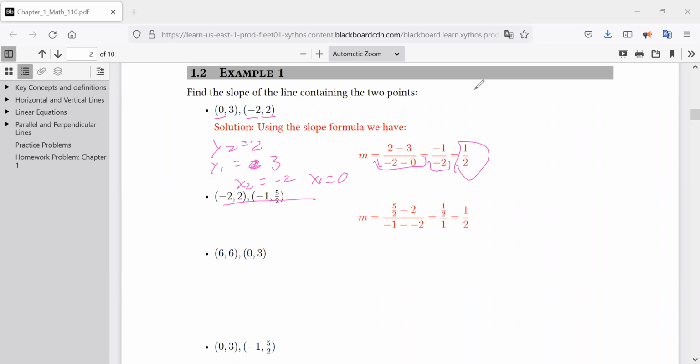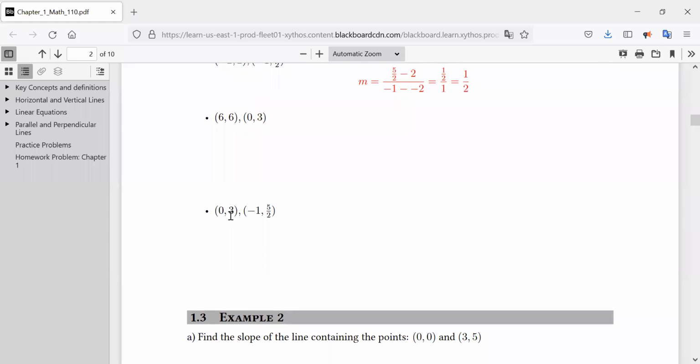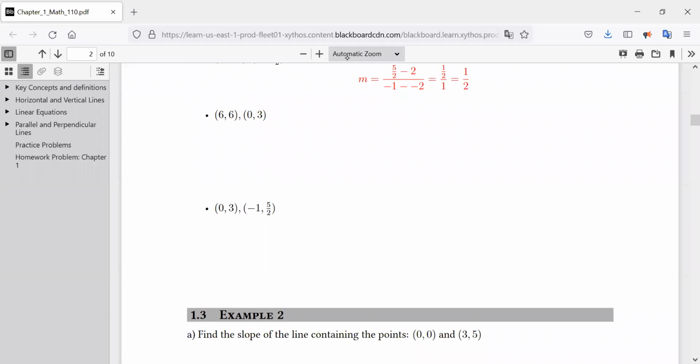Similar setup here. So I'll do this one for you guys, and then somebody give me the answer to this guy right here.